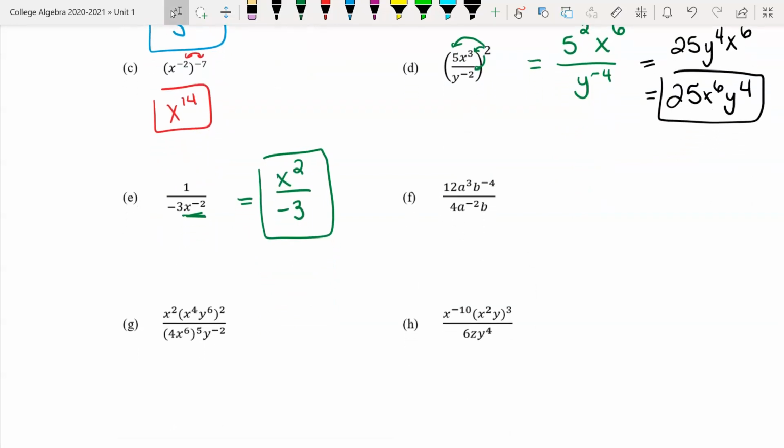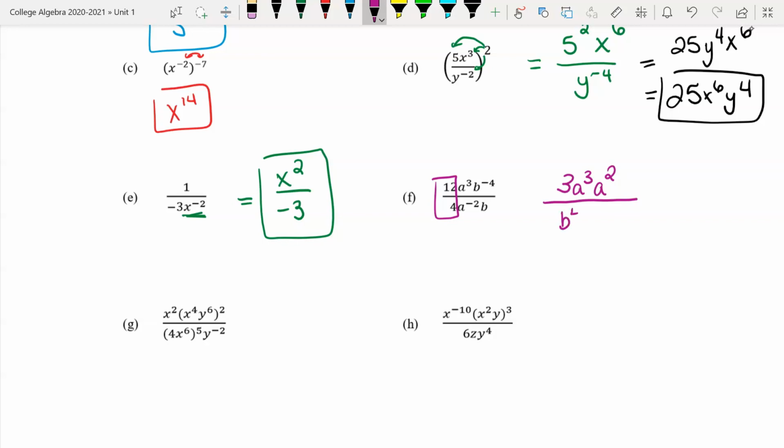As we keep going, if you have a fraction, make sure you simplify it. 12 divided by 4 would be 3. So that goes on top. I have a to the third. That one's good. However, my a to the negative second needs to move to the top to make it positive.